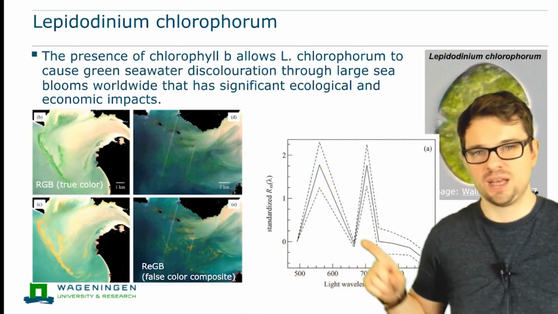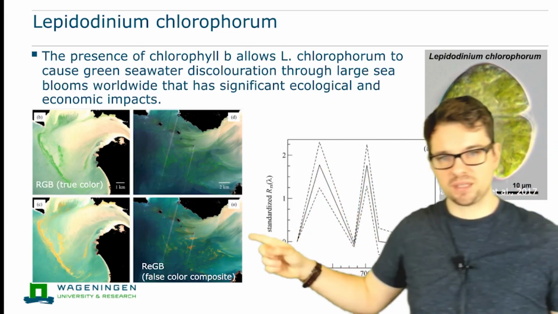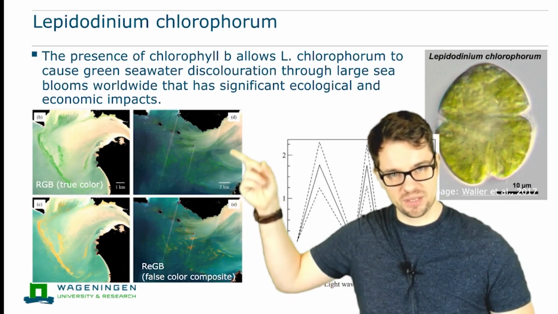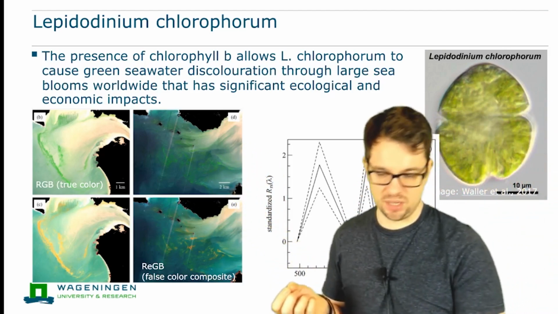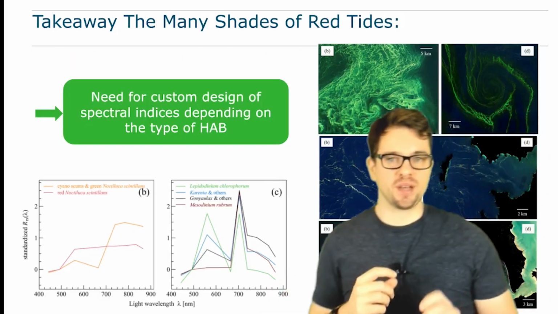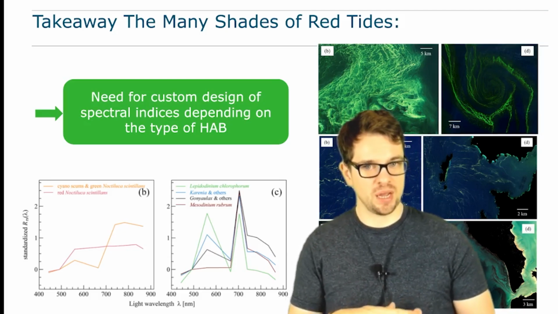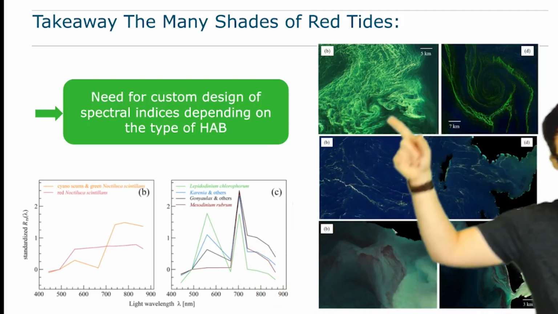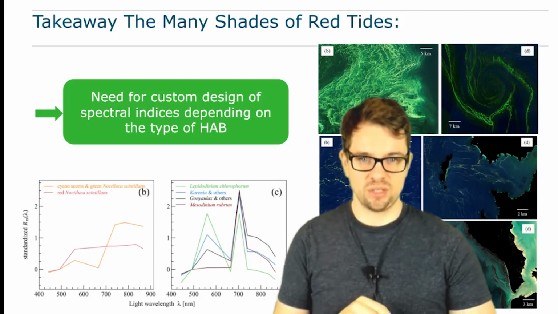So here, for instance, is another species that has two very characteristic spikes, which makes it look a bit more yellow, especially in the false color composite. The true color is still a bit difficult to analyze, but the main takeaway here is that there's a large heterogeneity in the different types of algal blooms. So, takeaway of this, there's a need for a custom design of spectral indices depending on the type of harmful algal bloom that you're interested in and on the sensor that you have available. Here's all the spectra together with some associated images, and you see that there are many different types of harmful algal blooms that are interesting to analyze.